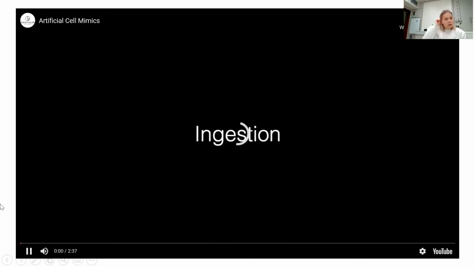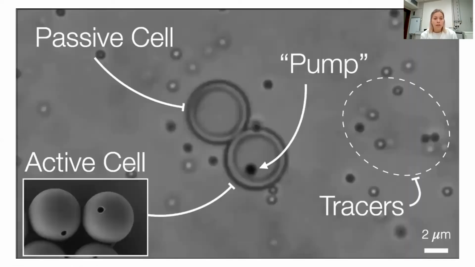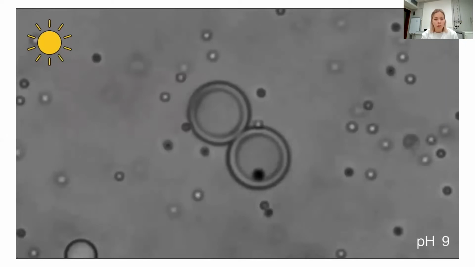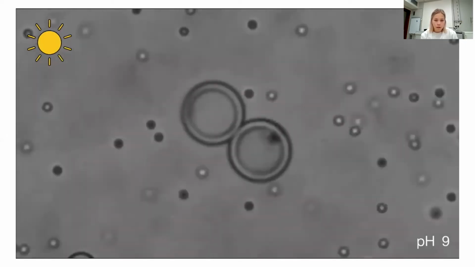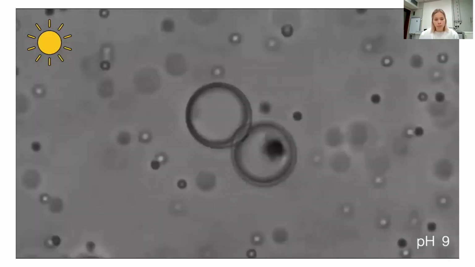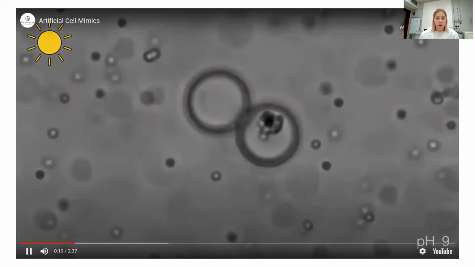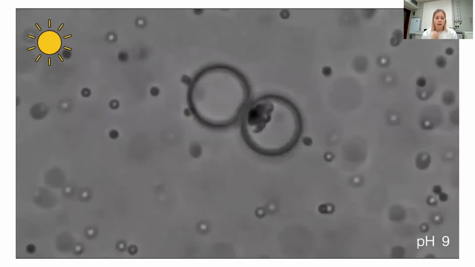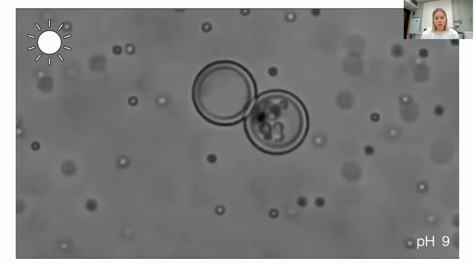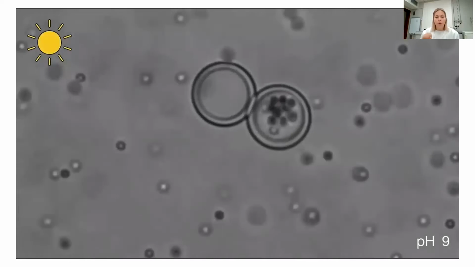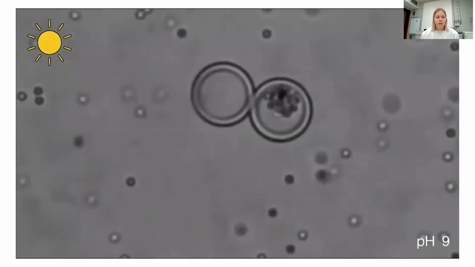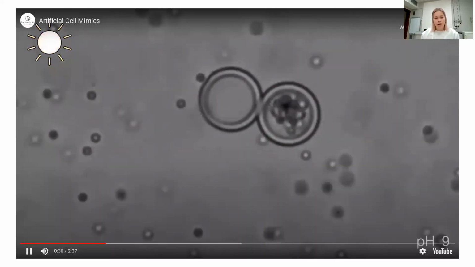Okay, so first the ingestion. There is a passive cell on the left which doesn't have the pump inside, and an active cell on the right which has the pump, so you can see the difference. In the light at pH 9, the cargo is pulled inside the pore, and you can see it really sticks to the pump because the pump is pulling the material towards it. And when the light's off, the material is kind of more free inside the cell. With the light on, more material is pulled inside; with the light off, it stays inside.